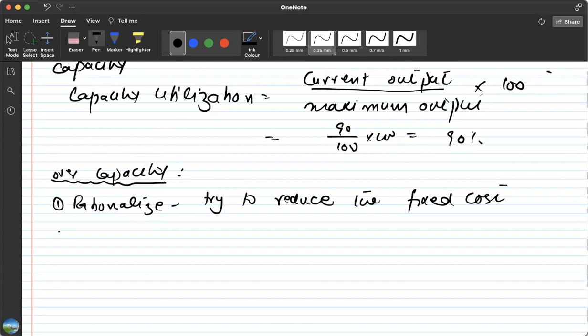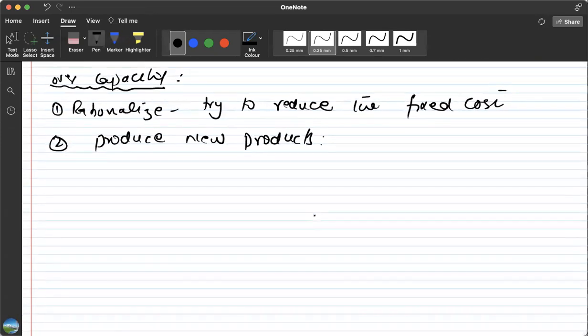If we are hopeful that products can be sold in future, we can produce new products by using the free capacity. This will require changes to the existing processes and it may take a longer time, but if new products become popular in the market, this can bring a lot of profit to the business.